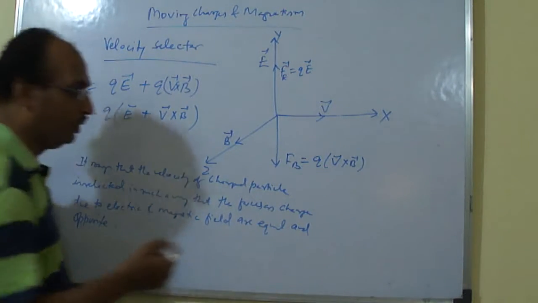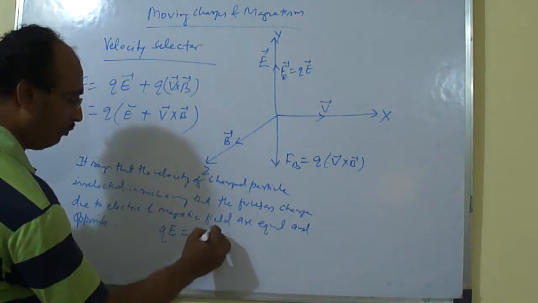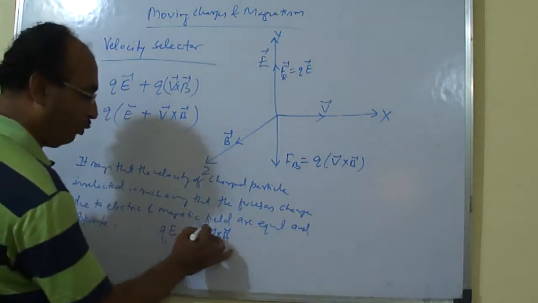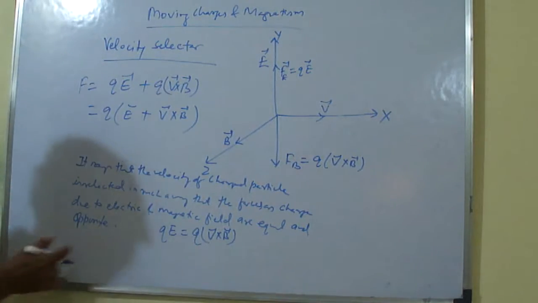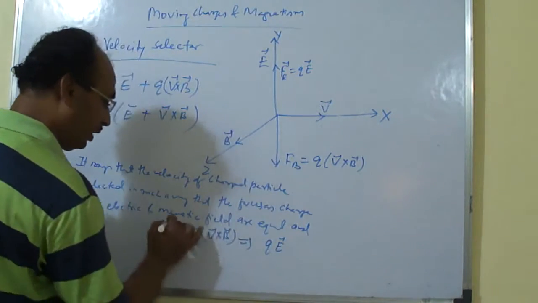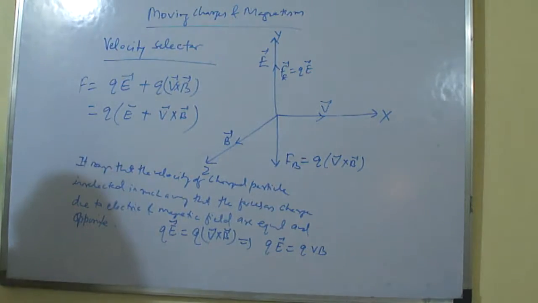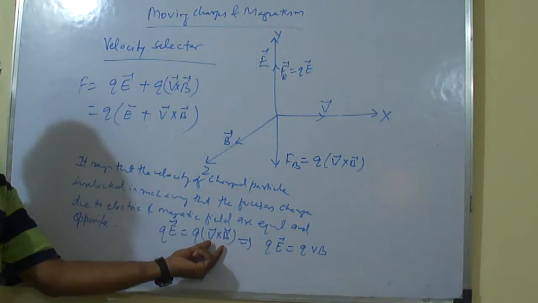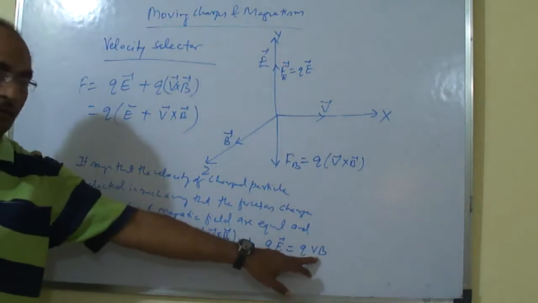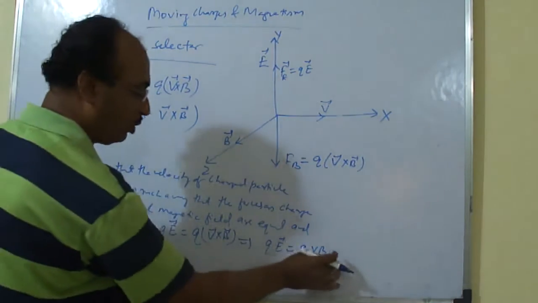So in this case, you will be getting QE is equal to QV into B. As V and B are already perpendicular to each other, we can write QVB. We can write or not? Yes, sir. So QE is equal to QVB sin theta. As they are perpendicular to each other, sin 90 is equal to 1, so it will be just multiplication of their magnitudes.